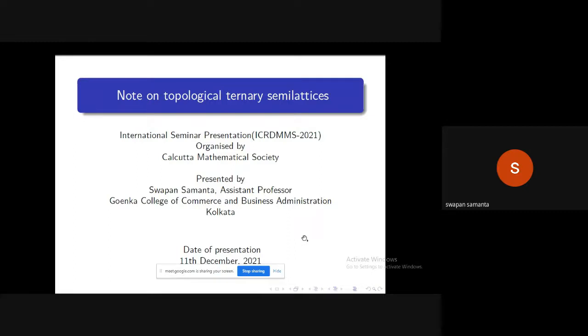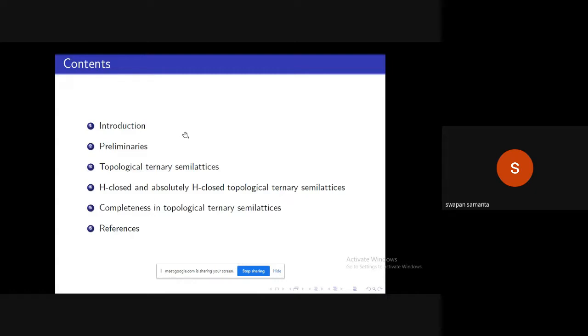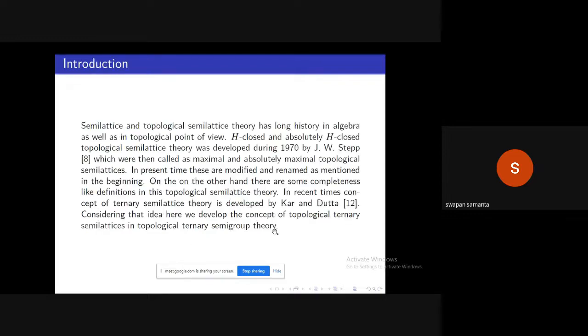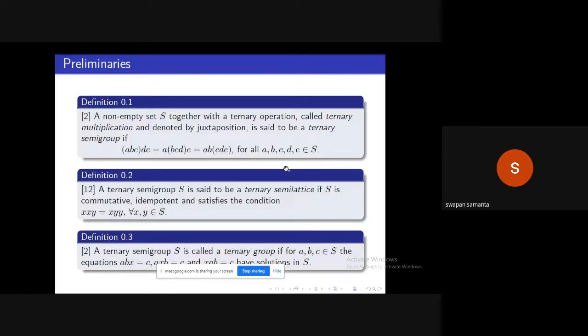Go quickly. So, good evening to all. My topic is Note on Topological Ternary Similarities. Here, our today's discussion is based on Introduction, Preliminary, Topological Ternary Similarities, H-closed and absolutely H-closed topological ternary similarities, completeness property in it, and references. Okay. So I am skipping the introduction portion, directly coming to the preliminary section.